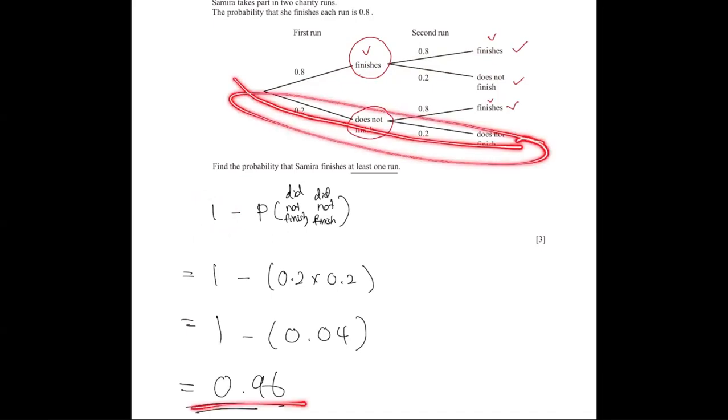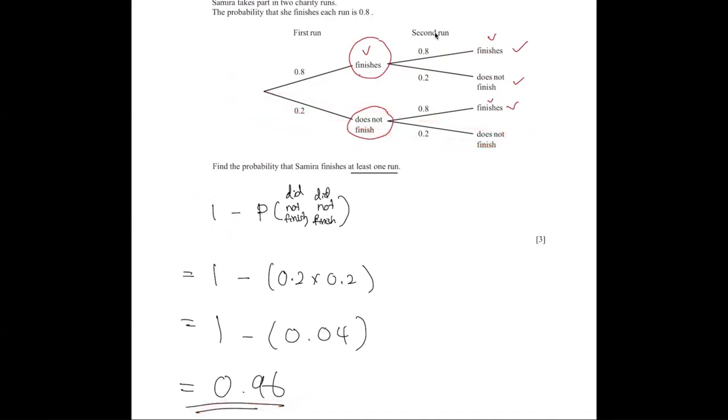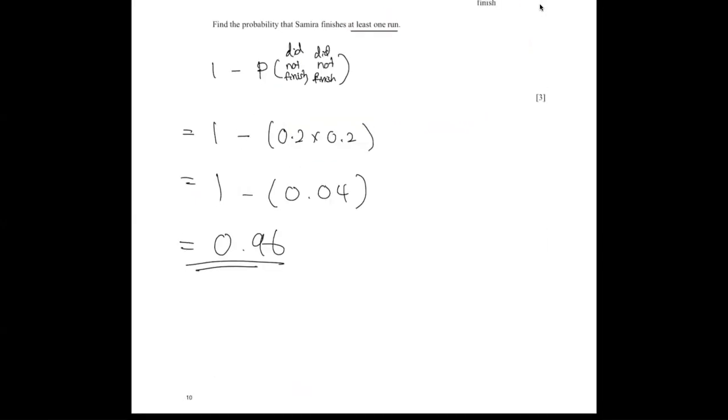Okay, why do I do this? You can see the one that asks us to calculate is at least one finish. So you can see finish here, doesn't finish here, also got at least one finish. Doesn't finish here, finishes here also. So instead of calculating 3 different probabilities here, here, and here, I just calculate 1 minus the probability of this. I can get my answer. And that's it.